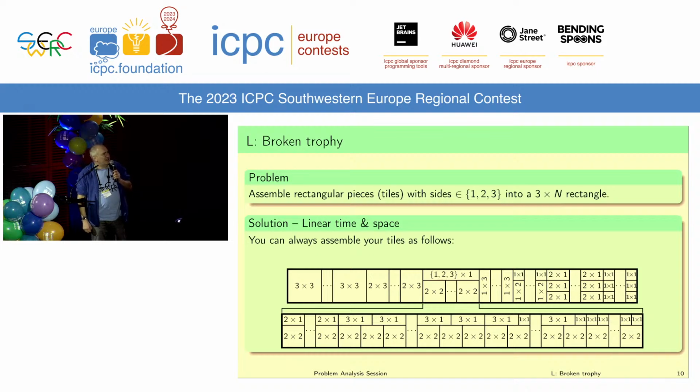Maybe the crux is that if you cannot finish your lines of 2x2s because something is missing, then it means that the number of tiles that you have won't be a multiple of 3, and that's a situation that's impossible. Okay, so that's it for this problem. And congratulations to the teams who solved it.